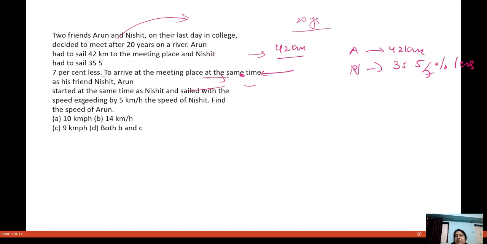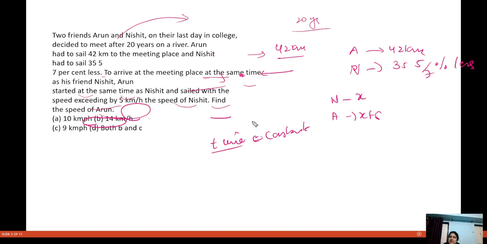To arrive at the meeting place at the same time as his friend Nishit, Arun started at the same time as Nishit and sailed with a speed exceeding Nishit's by 5 kilometer per hour. So if the speed of Nishit is, let's say, x, the speed of Arun is x plus 5 kilometer per hour. Now it is asking to find the speed of Arun. See here, what is constant? Time is constant.